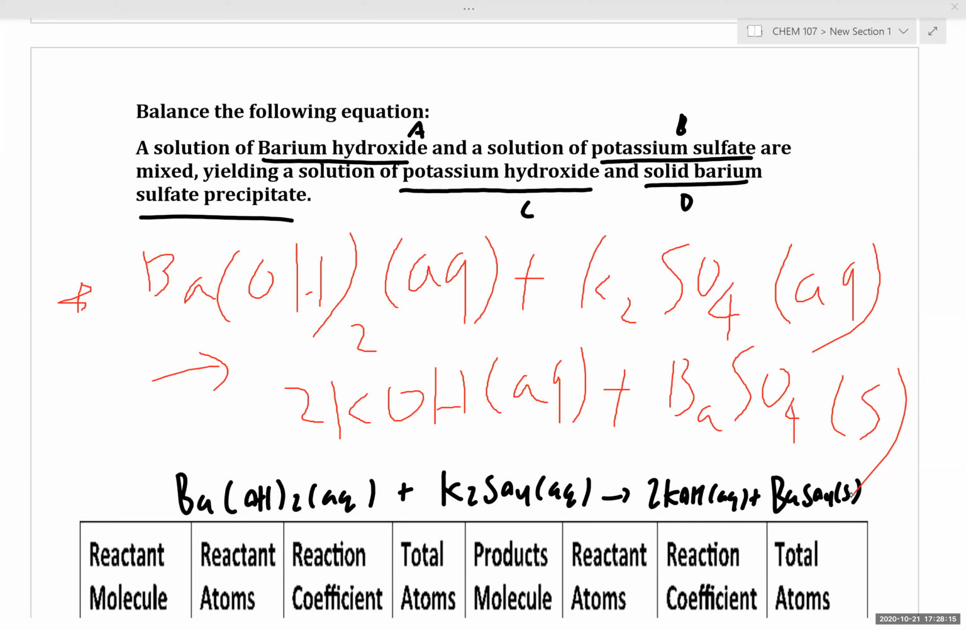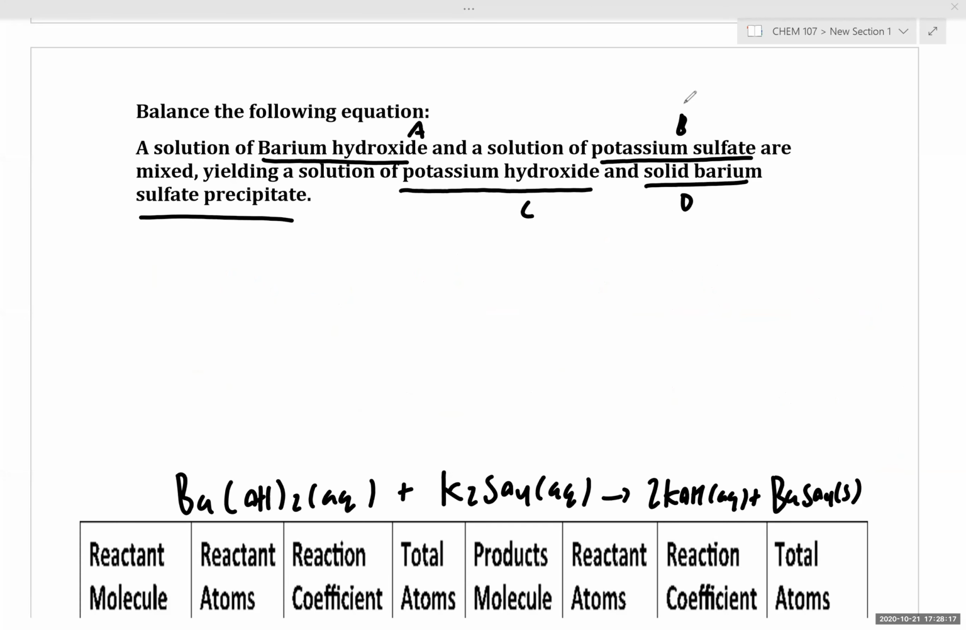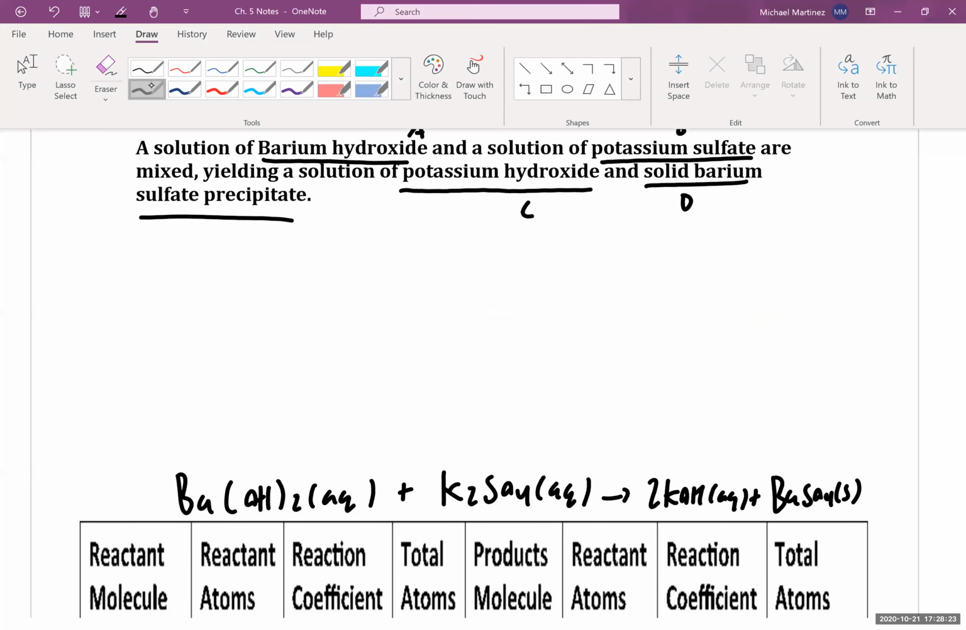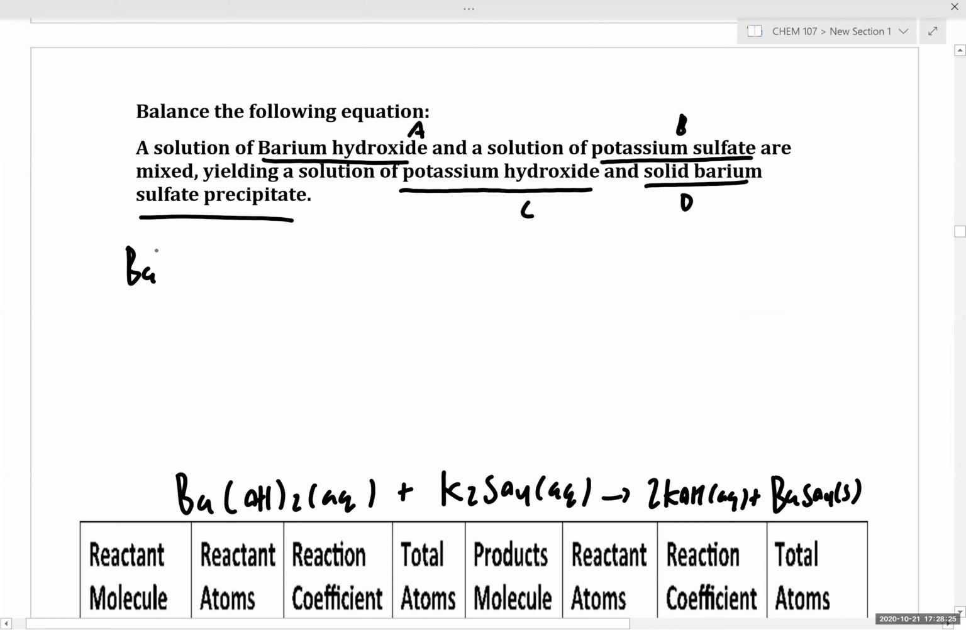Okay, so let's discuss the first part, which is just getting our formulas. So barium hydroxide. Barium is written as Ba 2+. Hydroxide is OH minus. Crossing our charges, we have Ba(OH)2. Since it's a solution, we put the aqueous symbol.